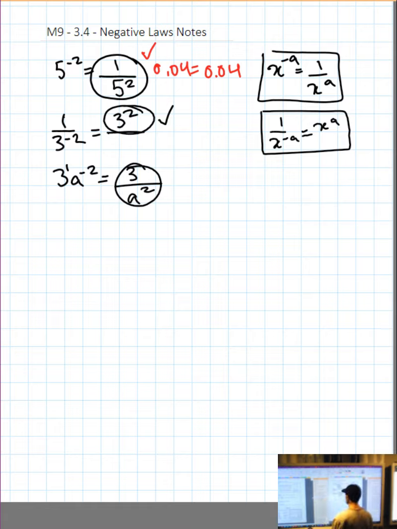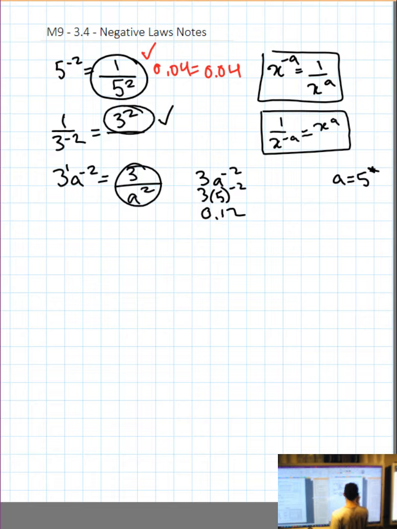Now, how can we check our answer? Well, we learned that we'd have to pick an arbitrary value for a. I don't even have this in the notes. I'm just going to do it for fun. So 3a to the negative 2. I'm just going to randomly pick a equals 5. Then I'm going to substitute 5 in for a. Then I'm going to type that into my calculator, and I'm going to get 0.12.